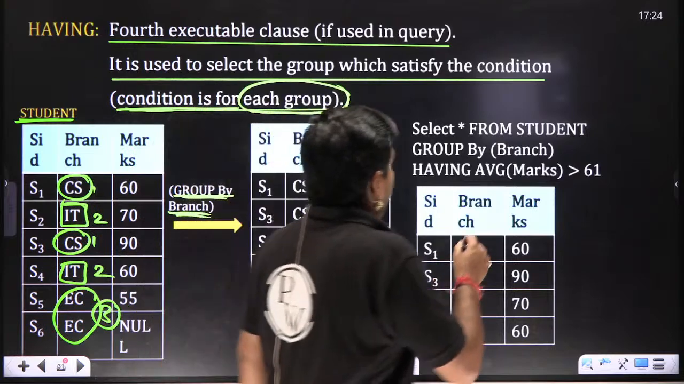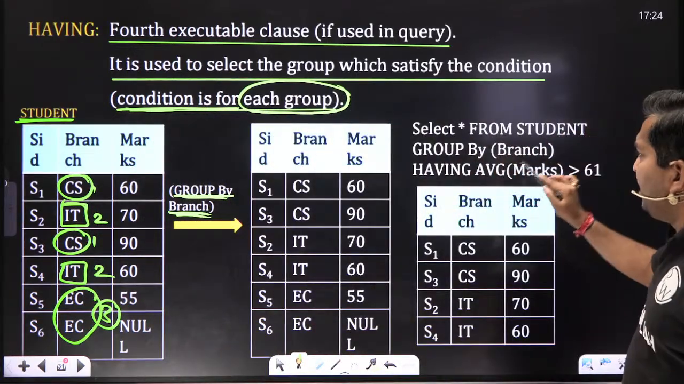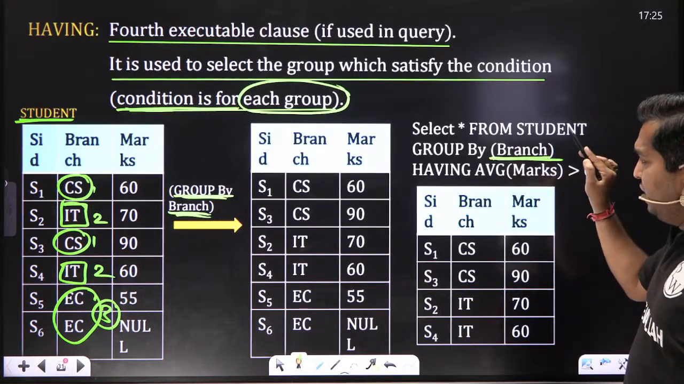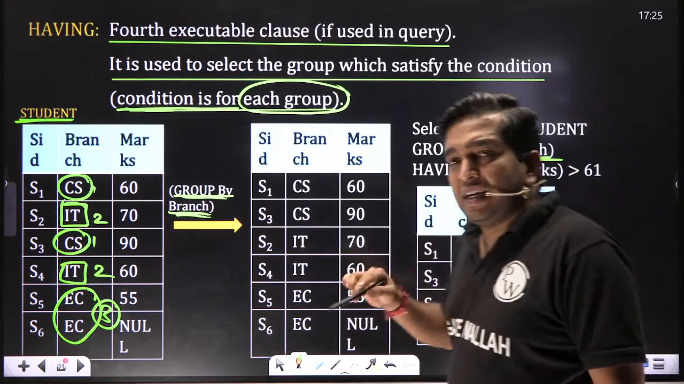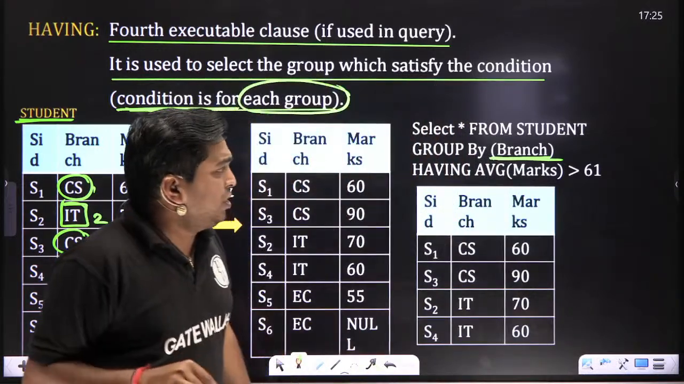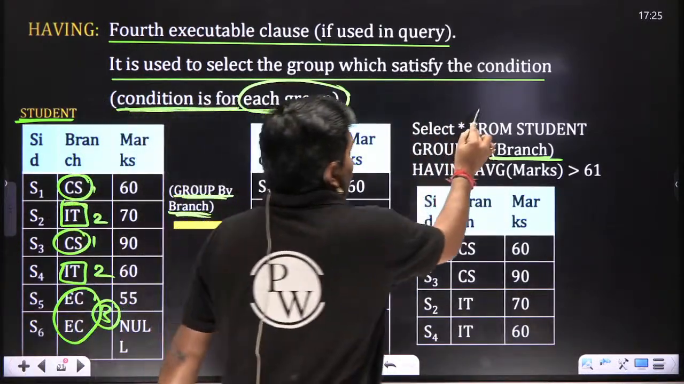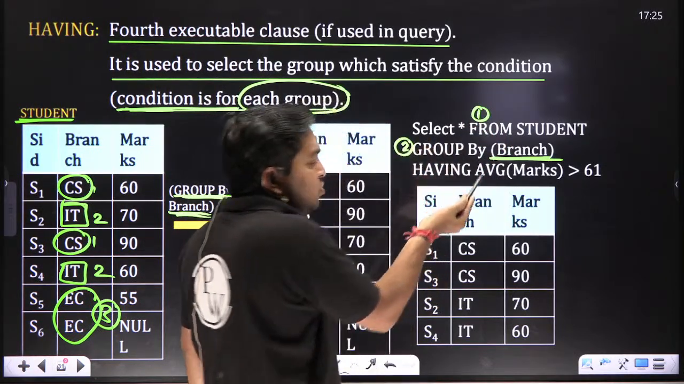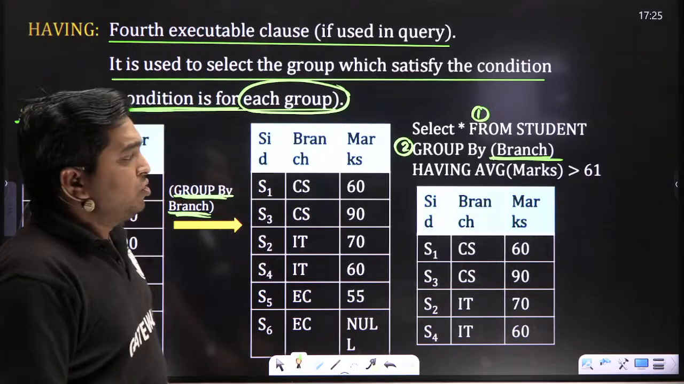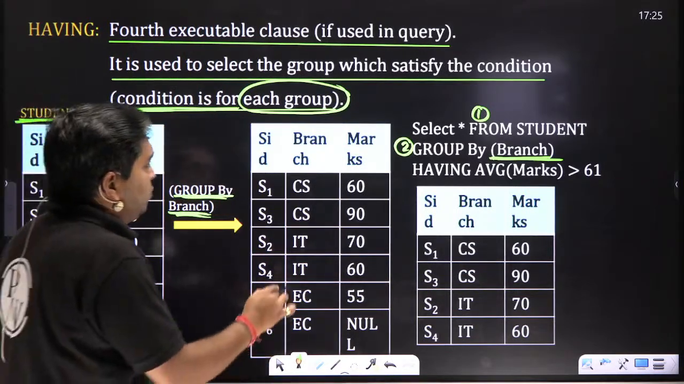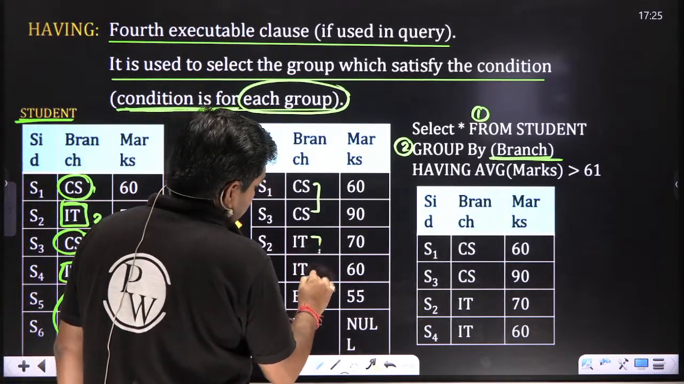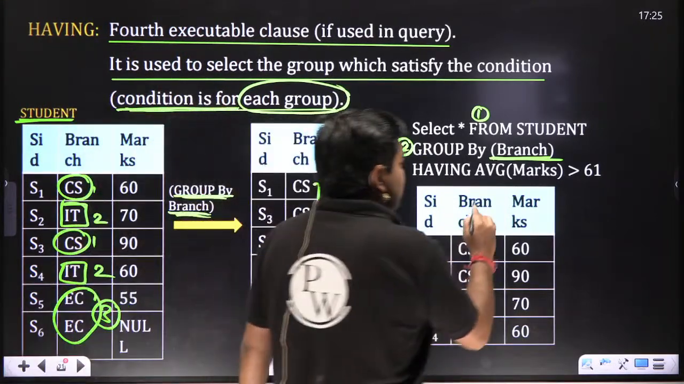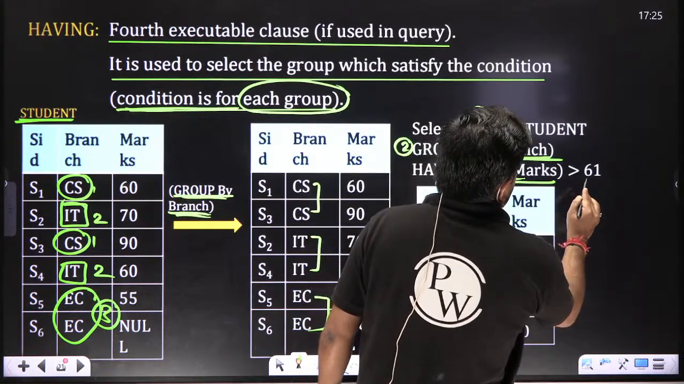Now listen carefully. SELECT * FROM student GROUP BY branch. First of all, you know the executable clause order: first the FROM clause will execute. Where is not there, then you will use GROUP BY. So you do the grouping based on branch: CS, IT, EC. HAVING average marks greater than 61.